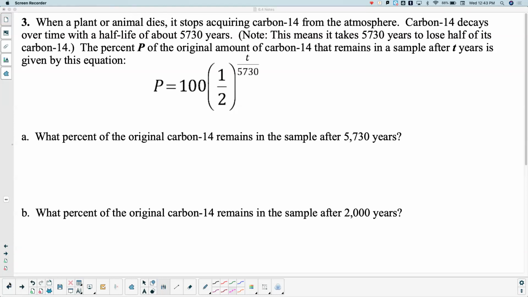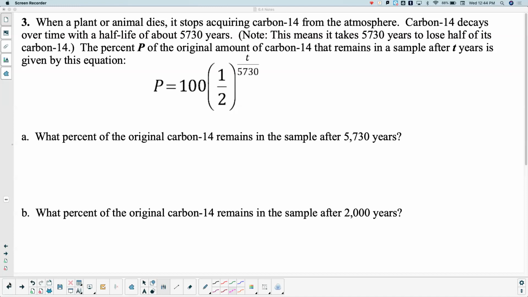Don't worry. I understand. Alright, so when a plant or animal dies, it stops acquiring carbon-14 from the atmosphere. Carbon-14 decays over time with a half-life of about 5,730 years. Note, this means it takes 5,730 years to lose half of its carbon-14. The percent P of the original amount of carbon-14 that remains in a sample after T years is given by this equation. What percent of the original carbon-14 remains in the sample after 5,730 years?